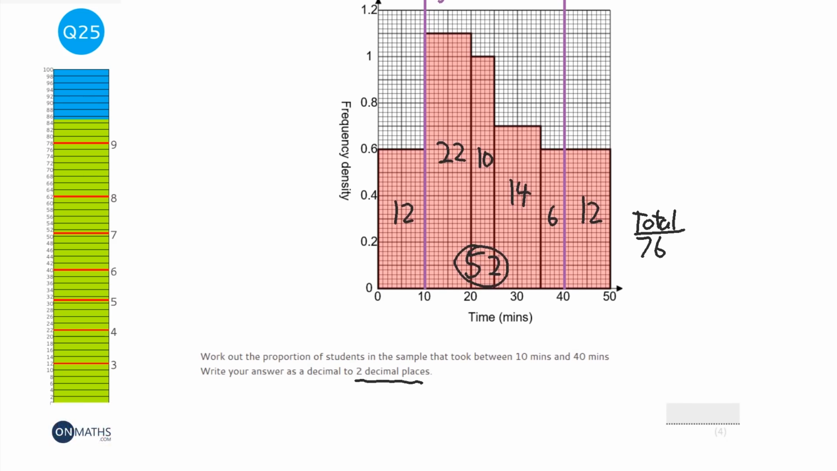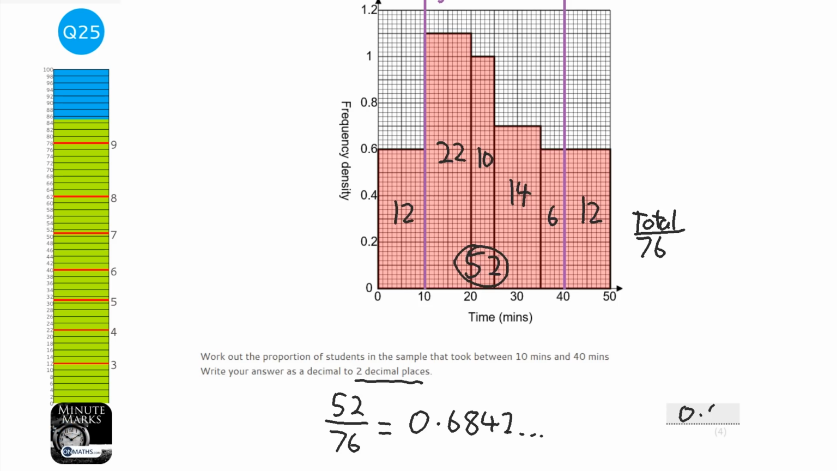It says it wants it to 2 decimal places. So it doesn't want it as a fraction, because as a fraction it's 52 over 76. So 52 divided by 76 is going to be 0.6842 and so on. So that's going to be 0.68 to 2 decimal places.